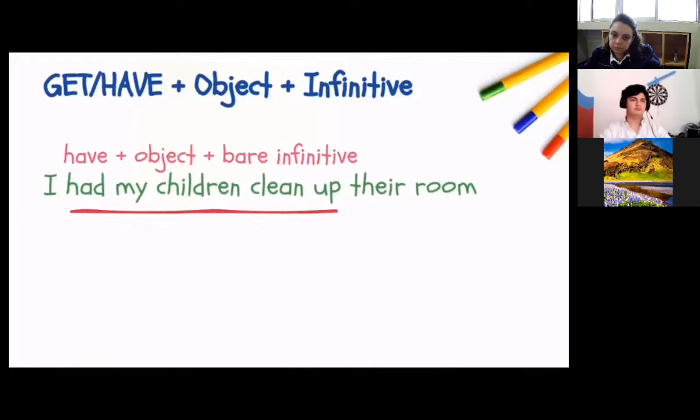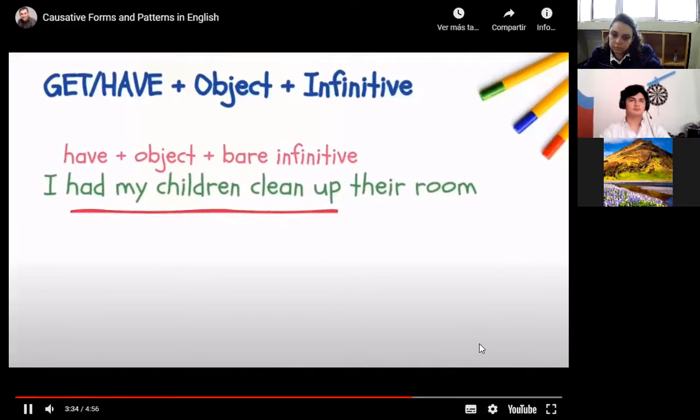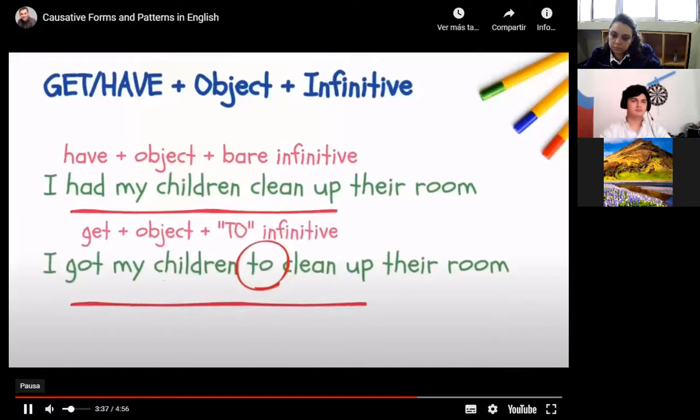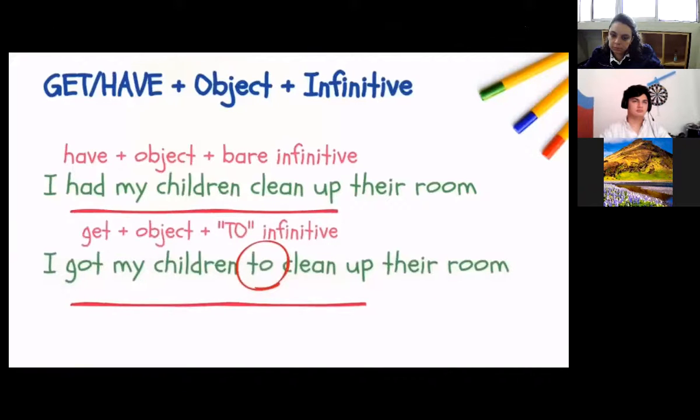Remember that this type of infinitive is called the bare infinitive. But when we use the verb get, the infinitive goes with the particle to. For example, I got my children to clean up their room.